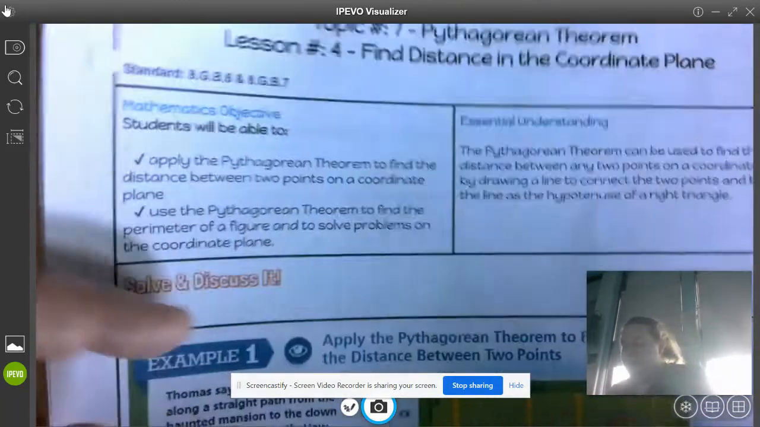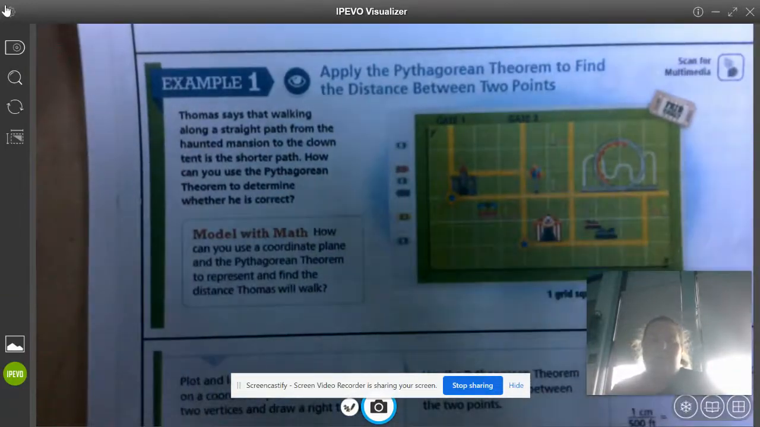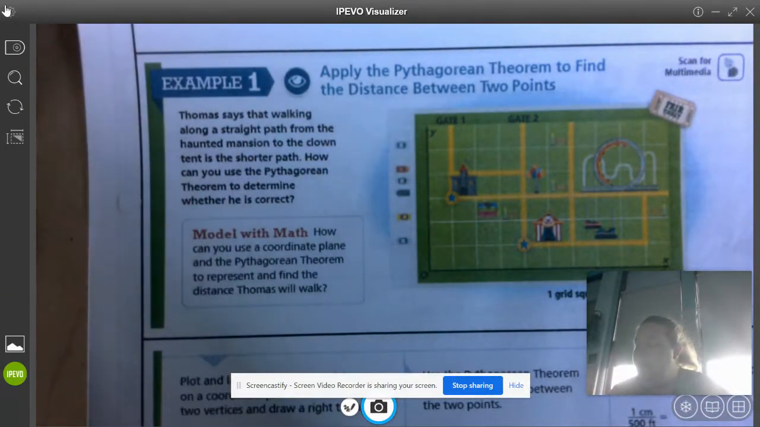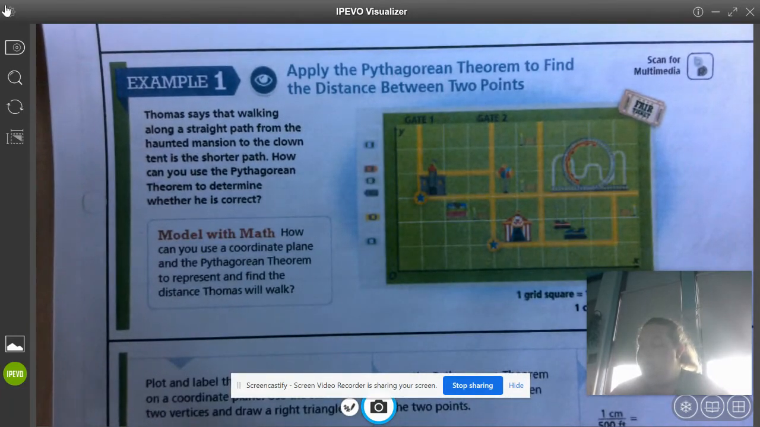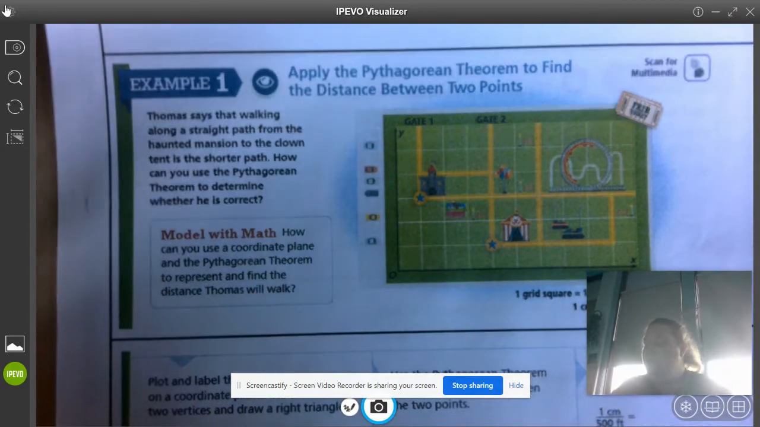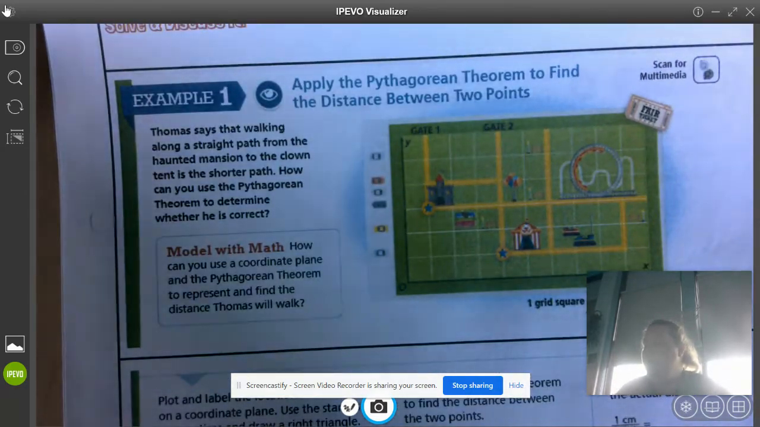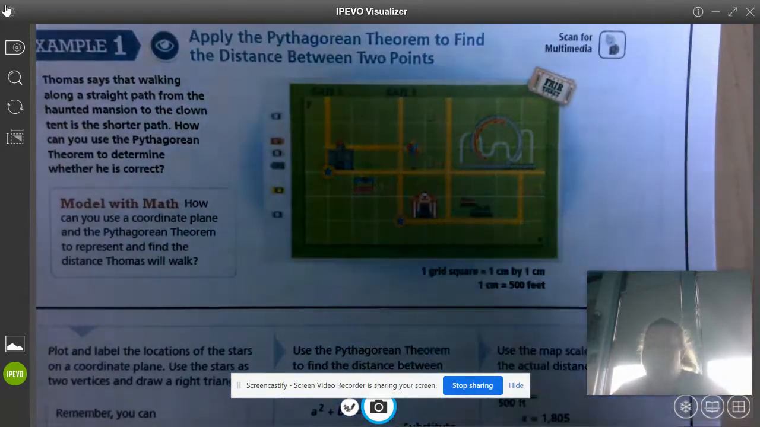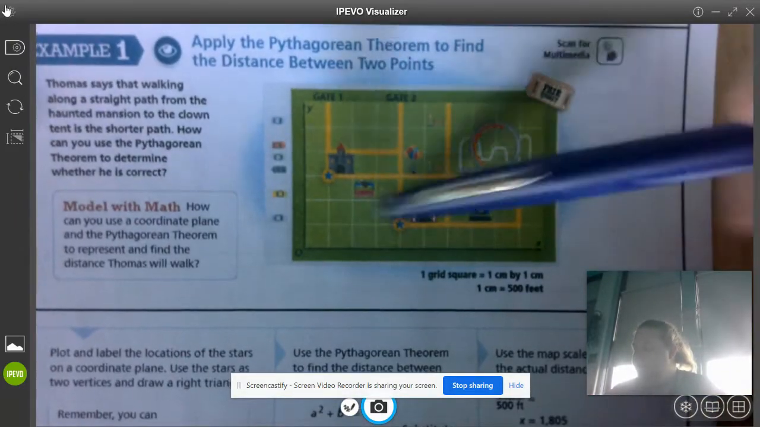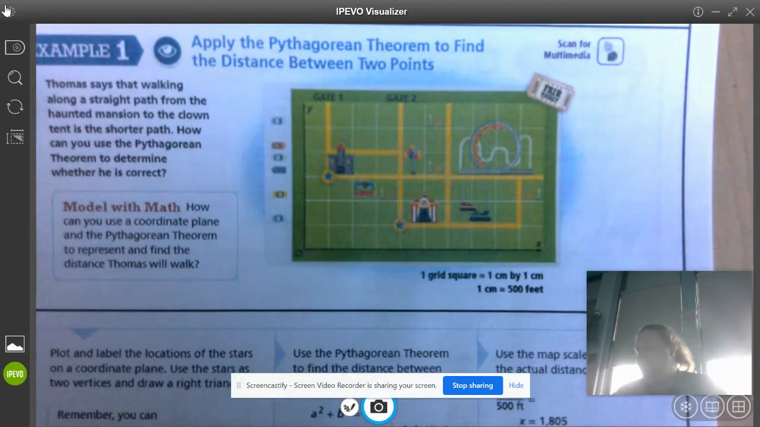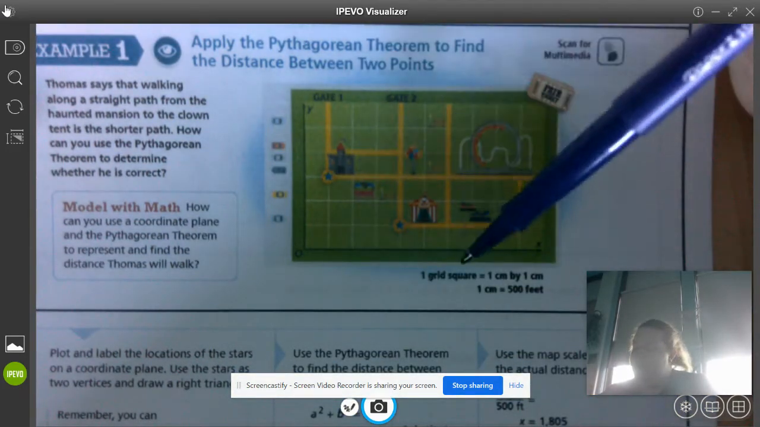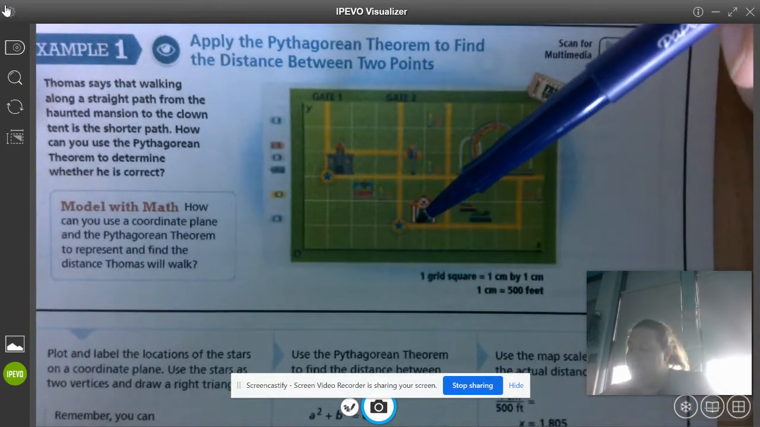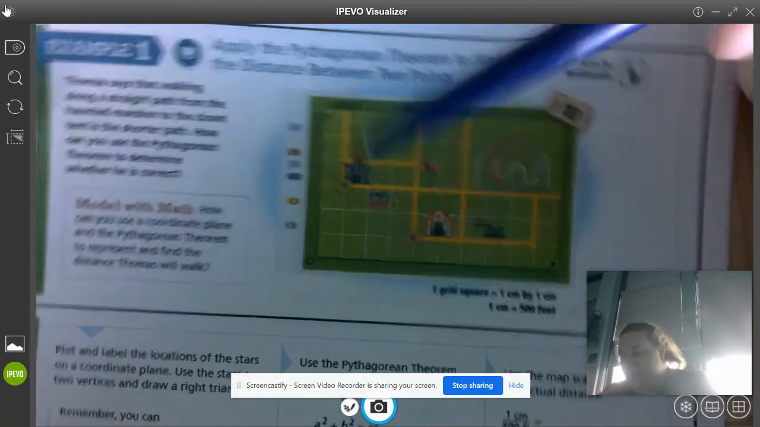So we're going to go ahead and start with example 1. Thomas says that walking along a straight path from the haunted mansion to the clown tent is the shorter path. How can you use the Pythagorean theorem to determine whether he is correct? If we're looking at this map, notice it's on a grid, so that means it's all made up of boxes. They have a star here at the haunted mansion and then a star here at the clown tent.